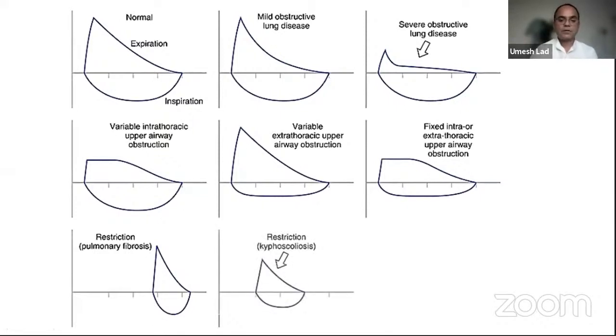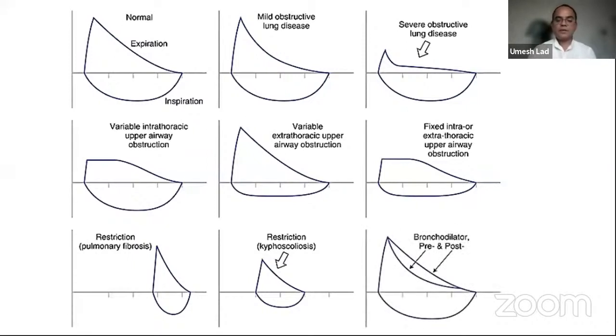Okay. Now restriction that is in the kyphosis. That is kyphosis. Okay. And this is the diagnostic criteria. You can see here there is a pre and a post. Okay, what is that pre and the post? It is called the bronchodilator challenge test.